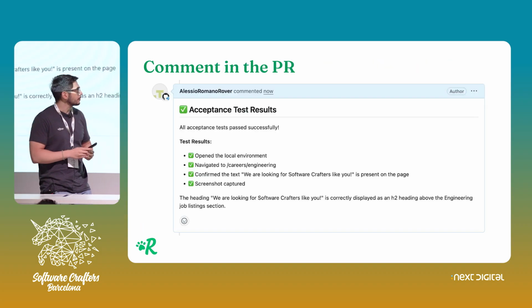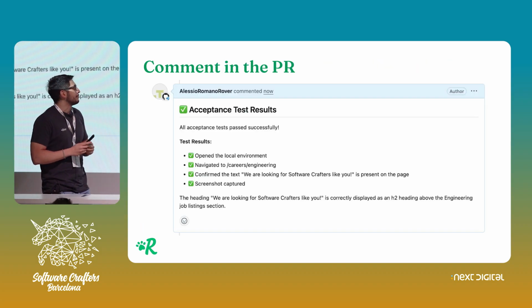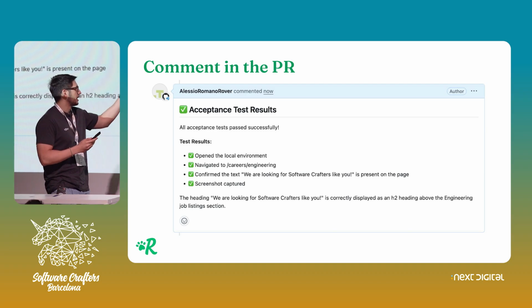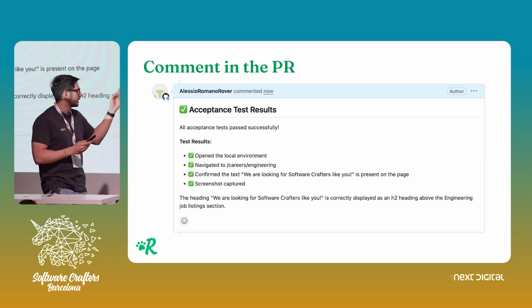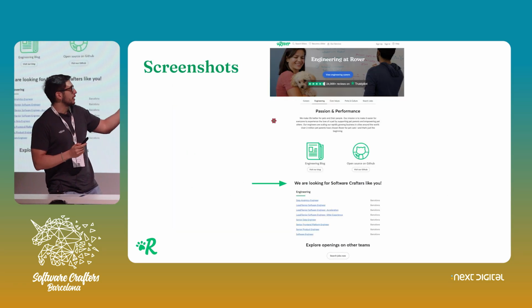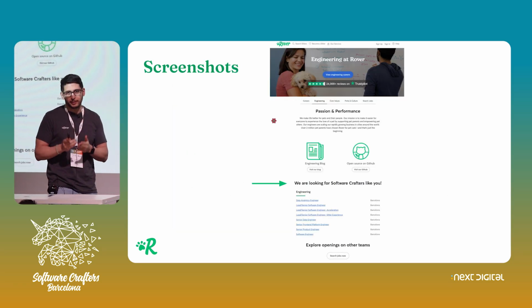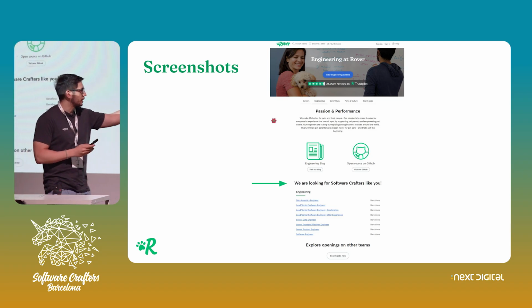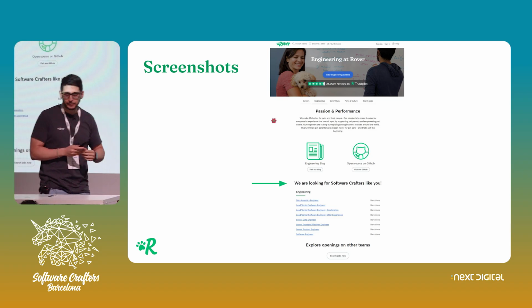At the end, it leaves a comment in our PR, so we keep track of what happened, and it says, "I opened that, I navigated, I confirmed the text, and I took a screenshot for you." All is fine. And we actually have the screenshot because we don't trust our LLM that much. So we need proof, and with this proof we can see that we actually have that text there.